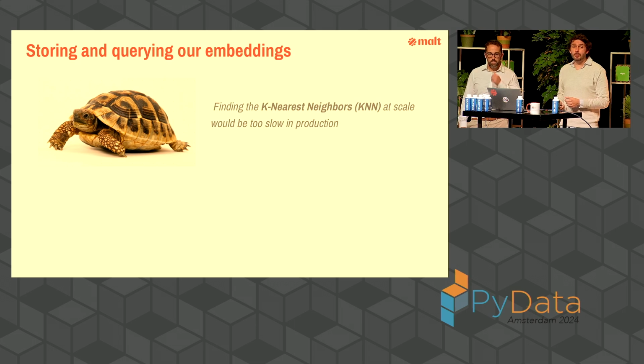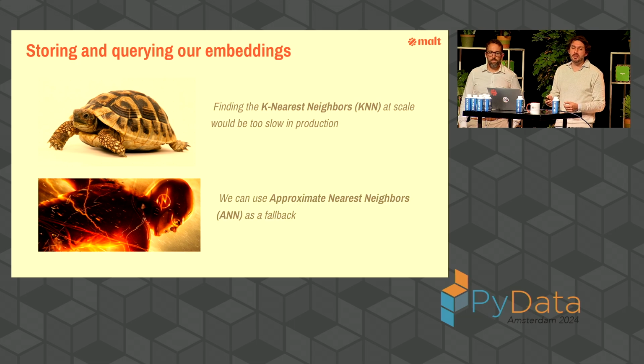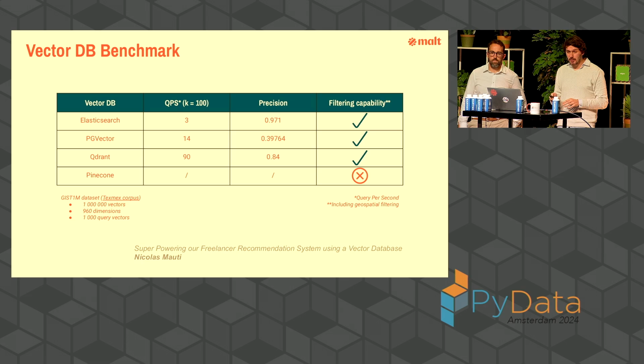To do that, we could use KNN, k-nearest neighbors. However, for production, it's quite slow. So what we use instead is approximate nearest neighbors, which is way better in our case in production, as it's way faster. It would be great if our database could at the same time store the embeddings and perform this ANN. There's great news: this solution exists. It's called a vector database.